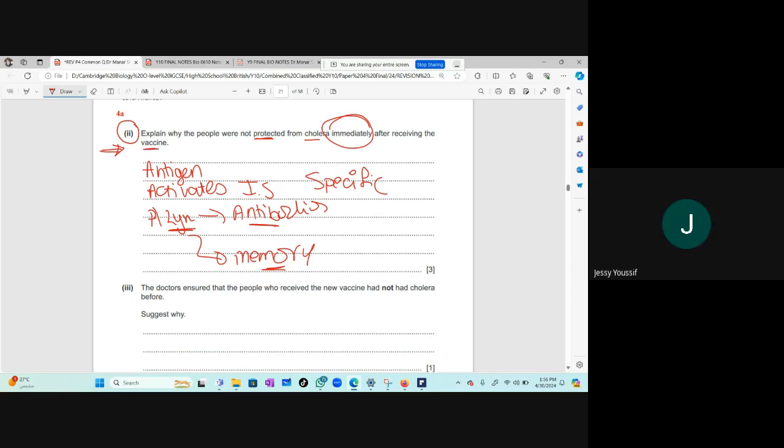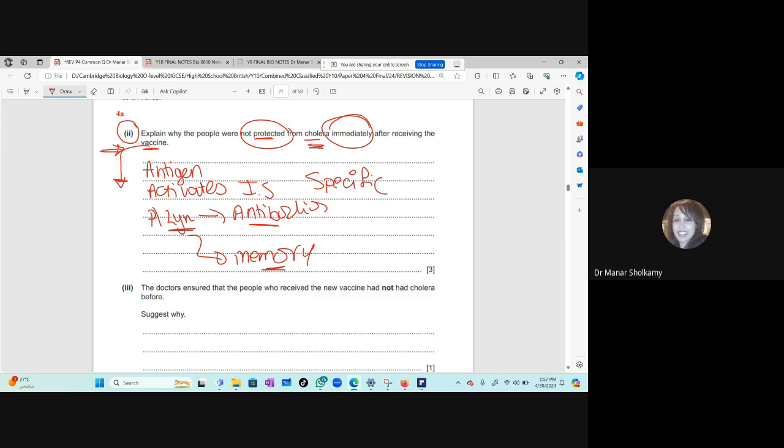It takes time to divide by mitosis and so on. Exactly. The answer that we said together is exactly the same. This vaccine contains the weak pathogen. When the weak pathogen enters the body, it's like an antigen. It will activate the immune system. We will choose the lymphocyte that will produce the complementary antibody. The chosen lymphocyte will divide by mitosis. The antibody will do the job. And then some lymphocytes will remain and they will become memory cells. So this will take time. That is why people were not protected from cholera immediately, because it takes time.